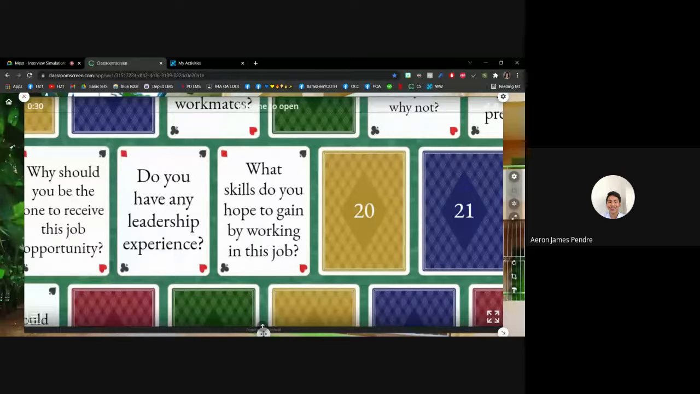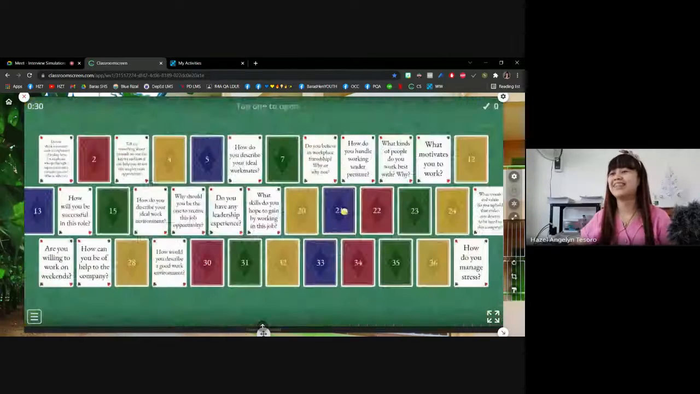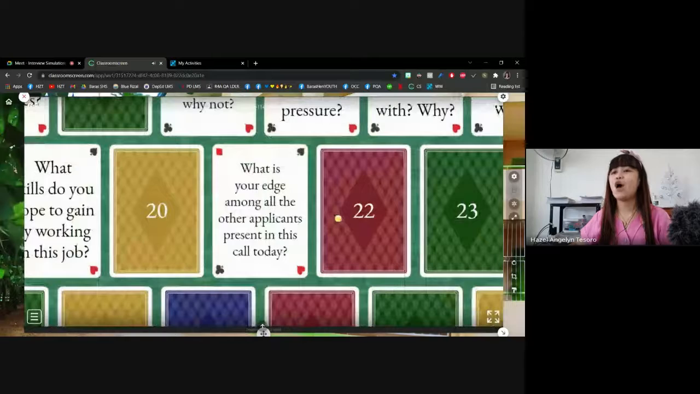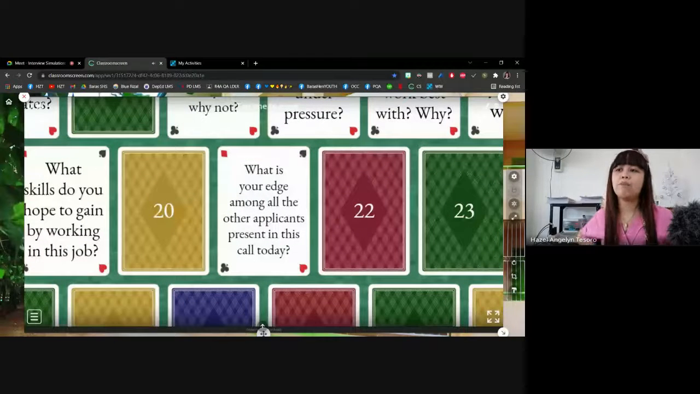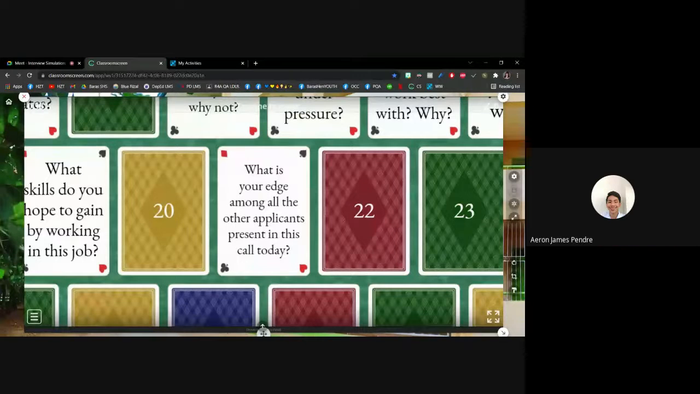21 po, ma'am. 21. Let's see that. What is your edge among all the other participants or applicants in this call today? My edge would be I am very passionate about this work, and that means I always take great pride in the work and take good care of the customers and the clients po. Thank you. Ayan. Thank you, AJ.